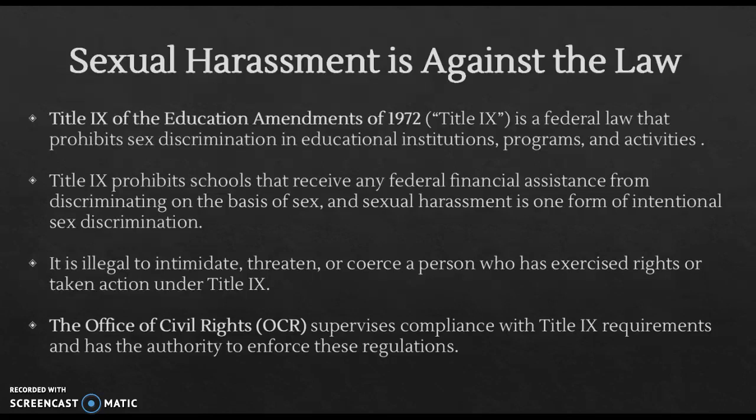It is illegal to intimidate, threaten, or coerce a person who has exercised rights or taken action under Title IX. The Office of Civil Rights supervises compliance with Title IX requirements and has the authority to enforce these regulations.